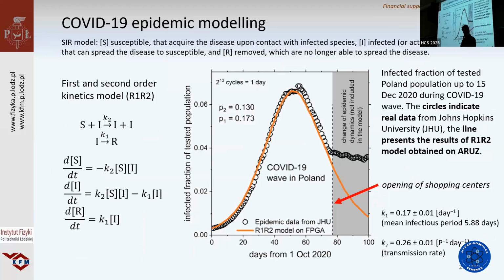Experimental data were downloaded from Johns Hopkins University regarding the numbers of infected people tested in Poland in the period from October 1st, 2020 to November 15, 2020. If we assume mean infection time, K1, as 5.88 days and the transmission rate K2 as 0.26 per population per day, then the obtained data fits perfectly. We prove that a chemical reaction model can be used for epidemic modeling. Gray regions do not match, as the dynamics changed with the openings of shopping centers in Poland.